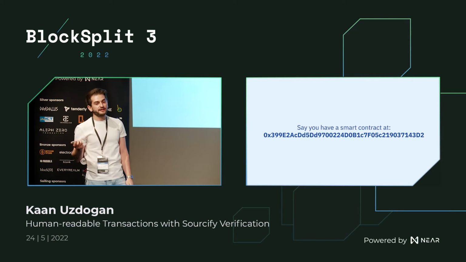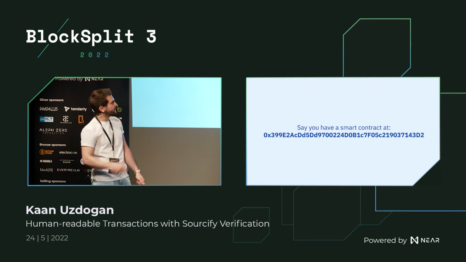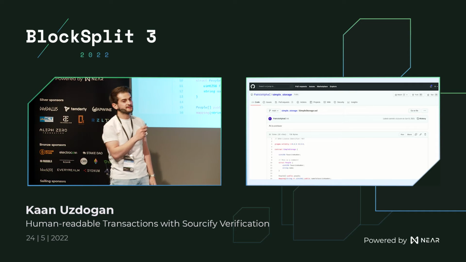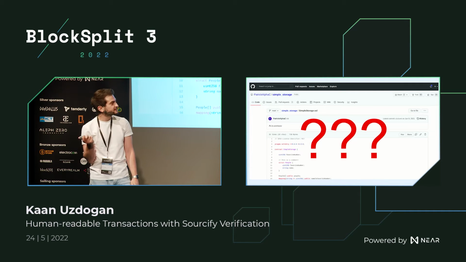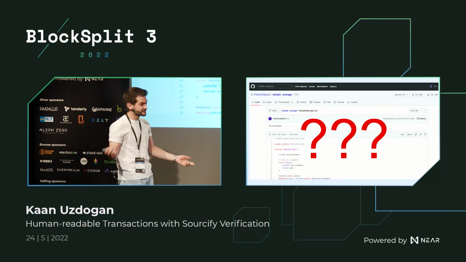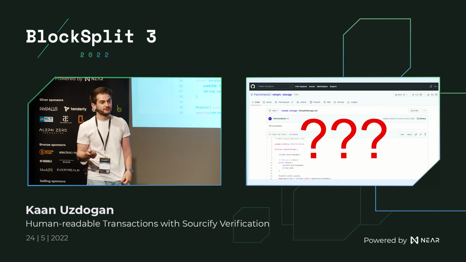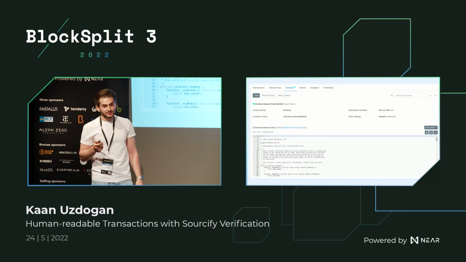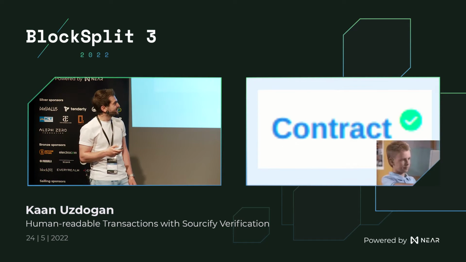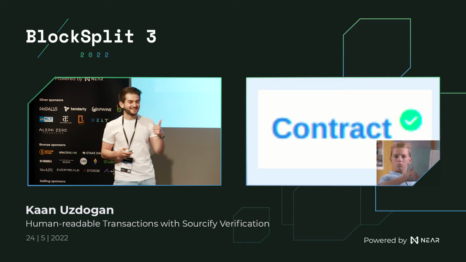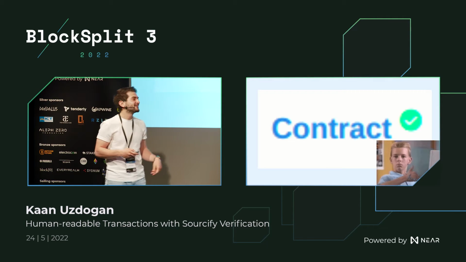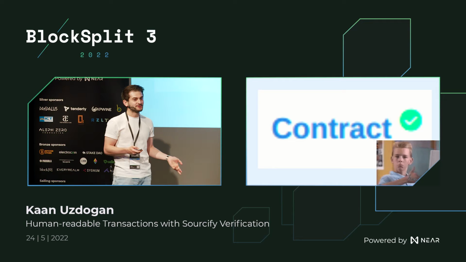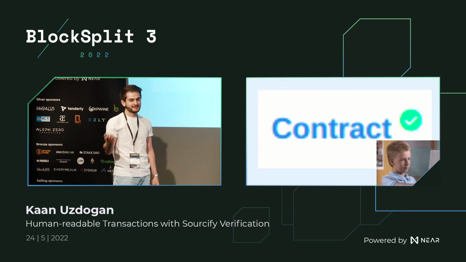So let's say you have a contract at this address, right? And I tell you that this is the source code of this contract. How do you know? If I just give you some code, how do you know this is actually the source code of this contract? So what you do, if you're familiar with this, you just type the address in Etherscan and see the contract, green tick, and it's all good, right? Okay, that's what we do today. But what does this mean?